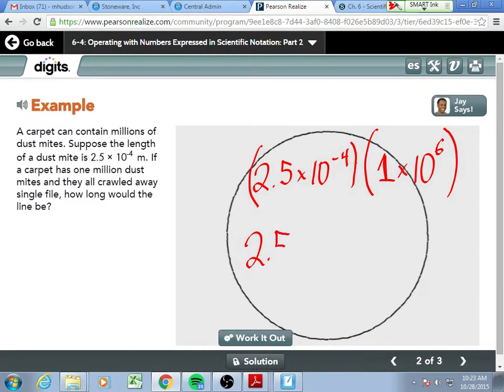I get 2.5. Then times 10, to determine your power, since we're multiplying, we add the powers that we have. So we get 2. That's meters. And in standard form, to look at how gross this would be, it would be 250 meters. That would stretch over 2.5 football fields of dust mites.